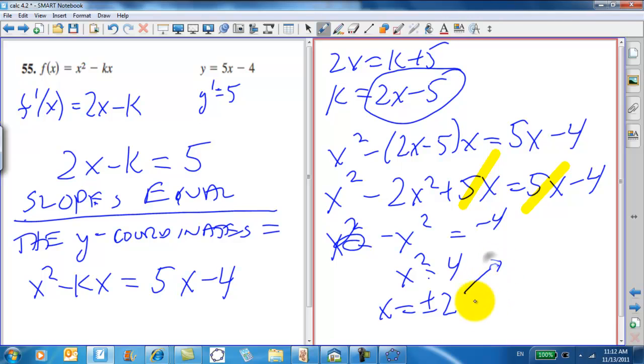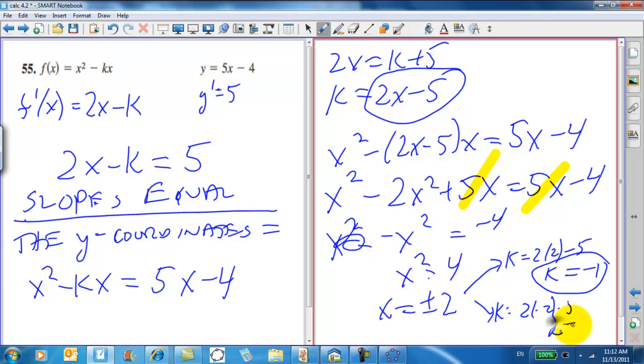And then we can see what that gives us for k. k is equal to 2 times 2 minus 5. And we get negative 1. So that's the answer for k we saw before. We also get 2 times negative 2 minus 5. And k equals negative 9. Oh, algebraically, I think we see an answer that we did not see in our big picture over here.